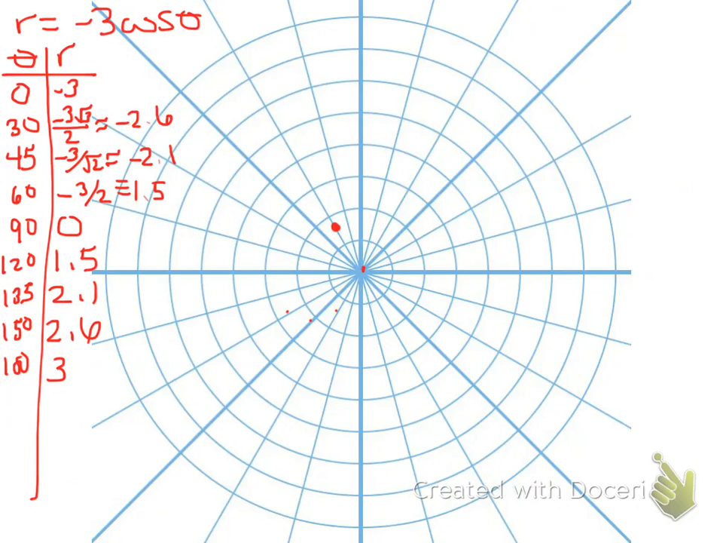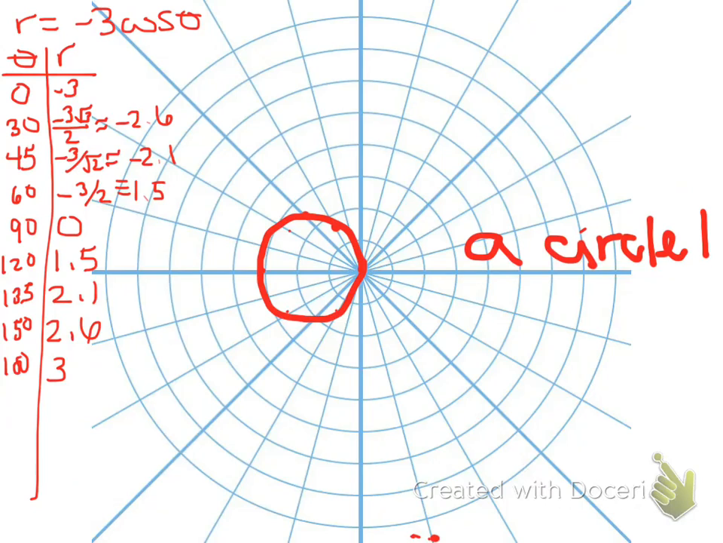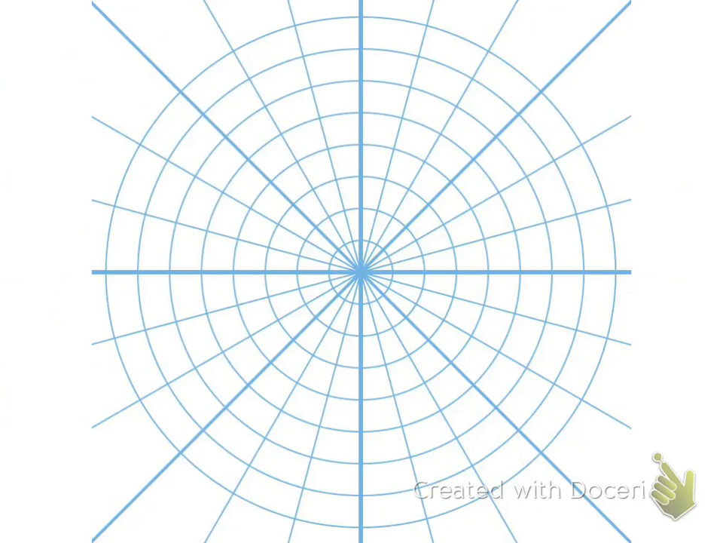2.1 is going to be 135, about right there. 2.6, 150 is right there. And 3, 1, 2, 3, 180 has me right here. So looking at all those dots, what shape do we have here? We have another circle. So what changed? What made it different between the two?